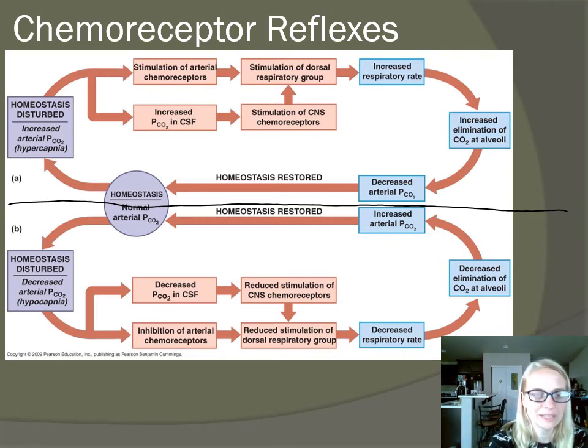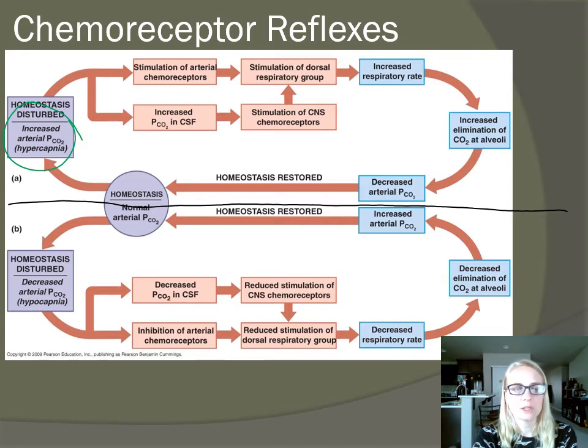But let's say we have an increase in our PCO2. There's a term for this. It's called hypercapnia. So hyper, a lot. Capnia is a root that has to do with carbon dioxide. So hypercapnia means you have too high of carbon dioxide. That could be because your respiratory rate is too low. It could be because you're rebreathing your exhaled air. It could be because you're in an environment where you can't breathe, like you're underwater, right?